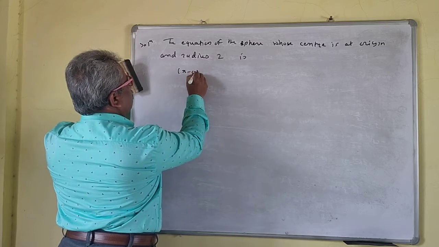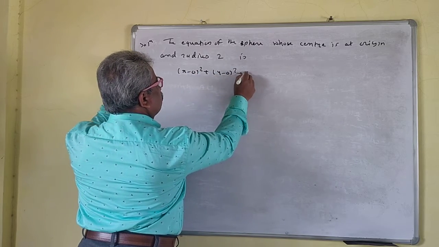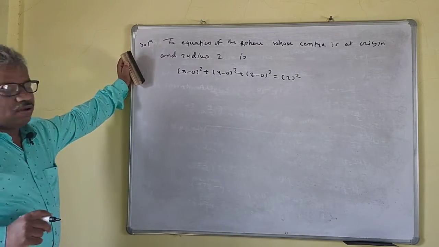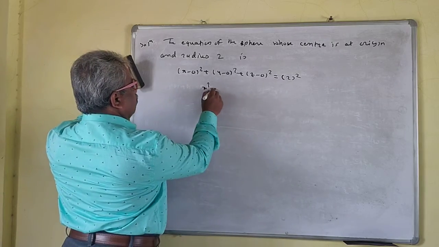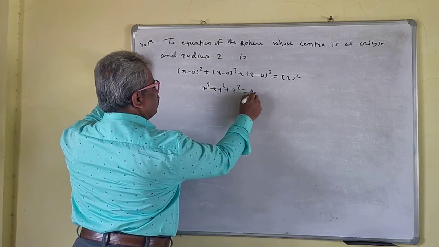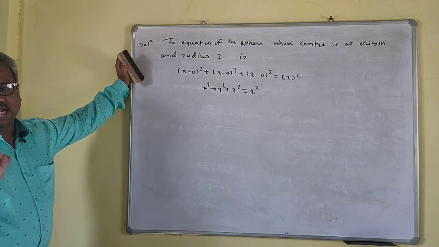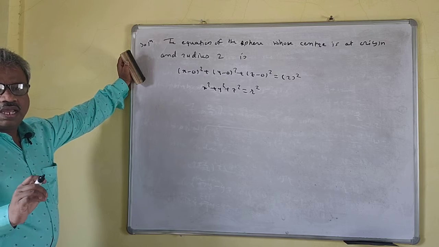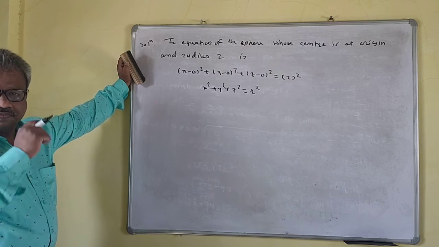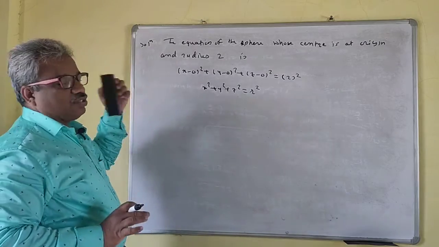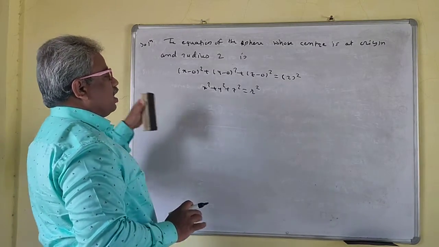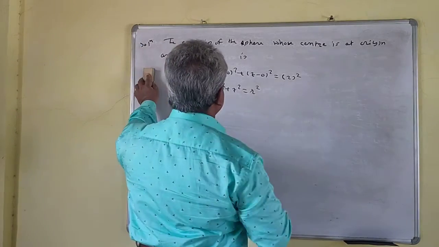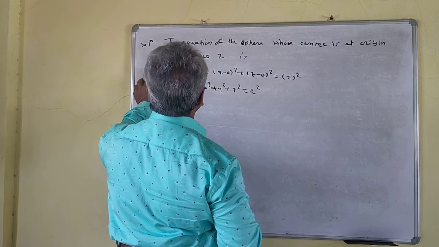Now this is (x minus 0) square plus (y minus 0) square plus (z minus 0) square is equal to 2 square. This is the center-radius form equation of the sphere. So this is x square plus y square plus z square is equal to r square. This is the standard sphere. The standard sphere means a sphere whose center is at origin is called a standard sphere. This is the equation of the standard sphere. So that means the equation of the sphere with center at origin and having radius r.